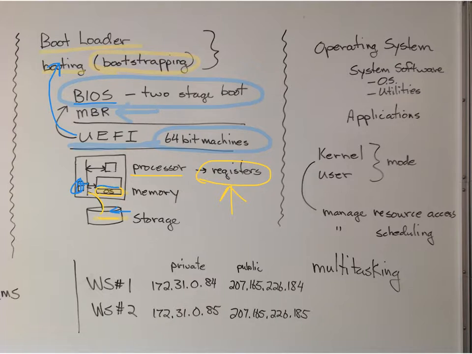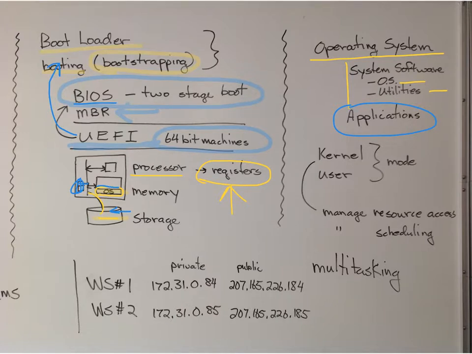Then we talked a little bit about what operating systems do. System software, got the OS and utilities. Utilities might be like file management software, software to check your performance, software to do all kinds of things on the computer other than applications.